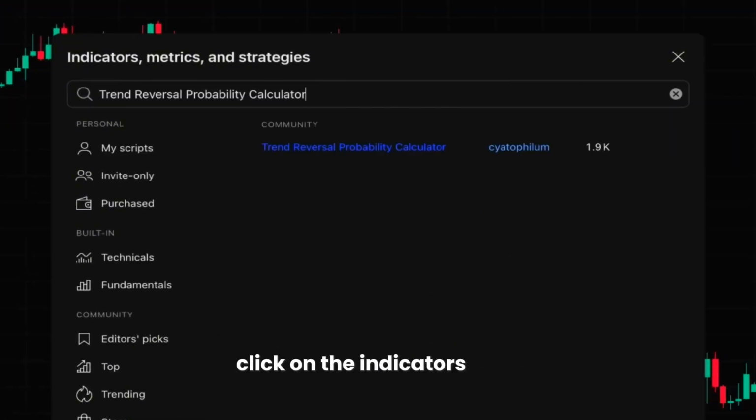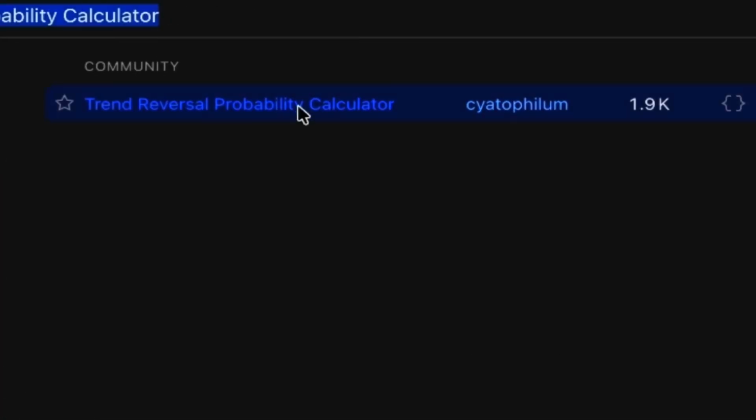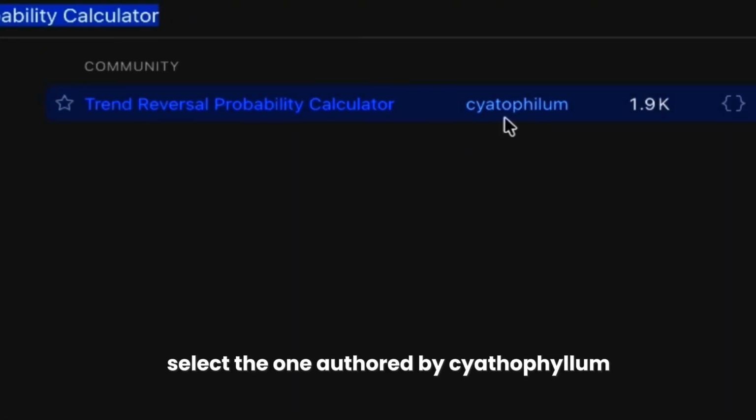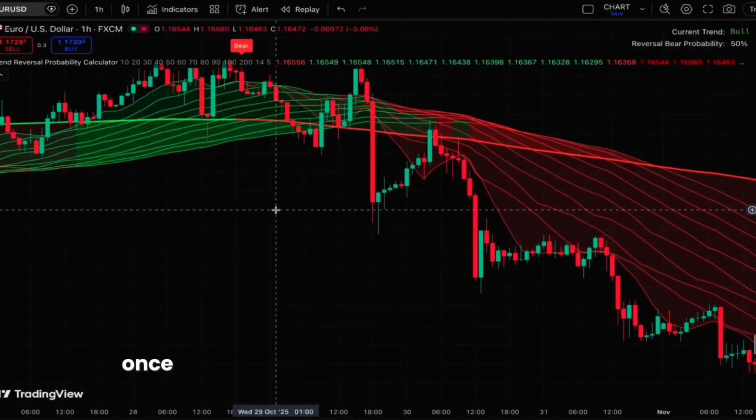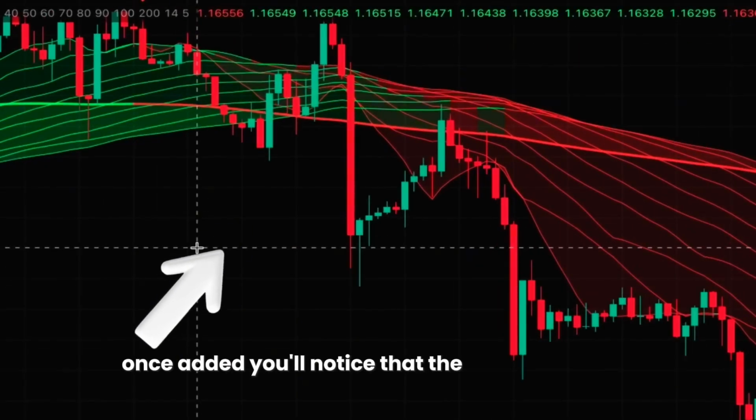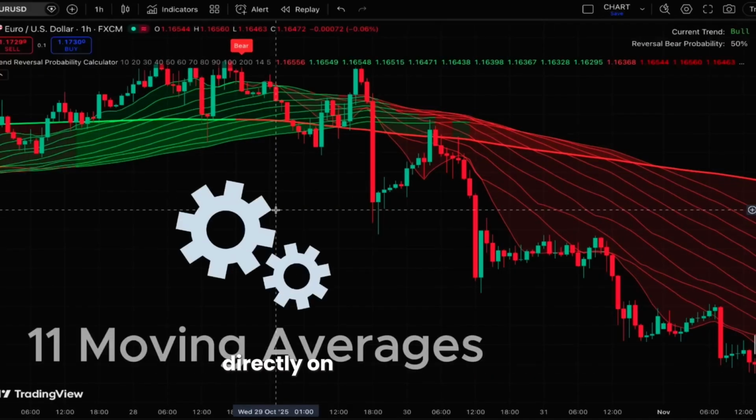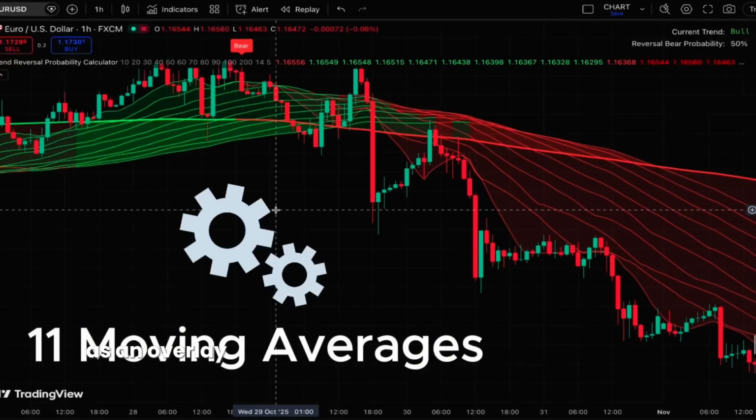Click on the Indicators button and search for Trend Reversal Probability Calculator. Select the one authored by Cyatophyllum, or at least that's the closest pronunciation. Once added, you'll notice that the indicator displays directly on top of the price chart as an overlay.